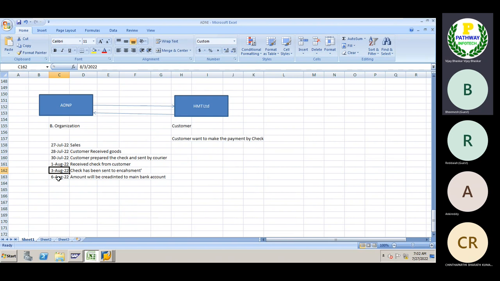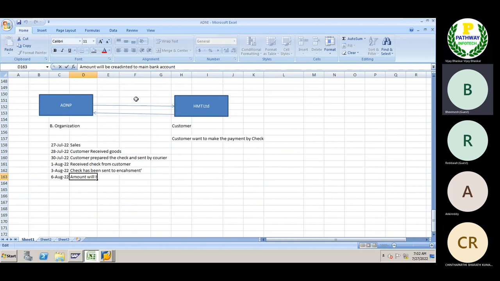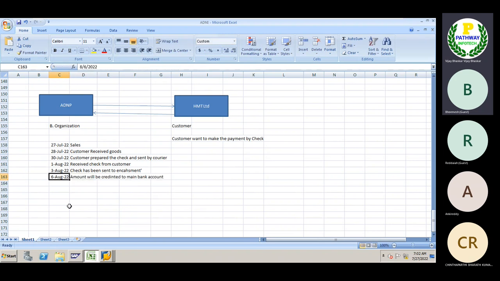Then finally, when did we receive the money from the customer? On the 6th of August. We have received money from the customer on the 6th of August. The customer originally prepared the check on the 30th of July, but the check amount was deposited in our main account on the 6th of August.